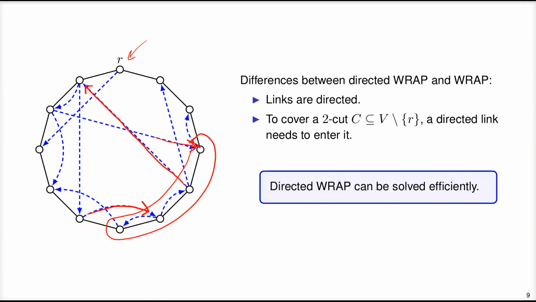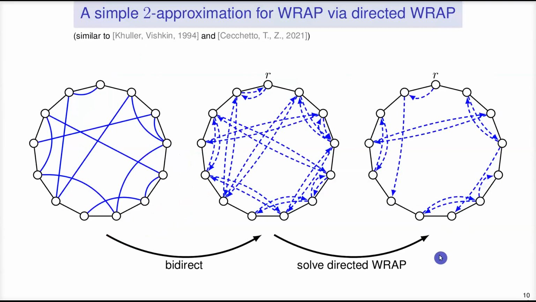What's good to know about it is that it can be solved efficiently. But of course, it doesn't really capture the original problem, which is an NP or an APX hard problem. Just to get a better feeling of the directed version, and to understand why we start with a directed 2 approximation, let's try to get a 2 approximation for the weighted ring augmentation problem, the original one that is undirected.